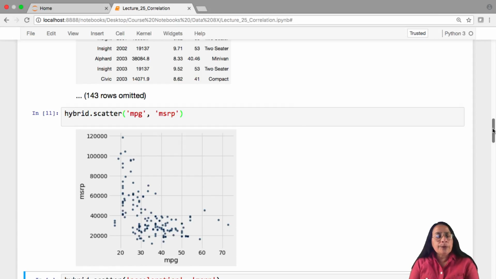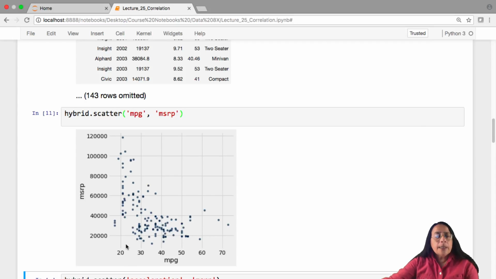Linear or nonlinear? What do you think? Nonlinear, that's right. There's a curve here, clearly. But more interestingly, positive association or negative? Pretty clearly negative. What does that mean? The more the miles per gallon, the less the price.